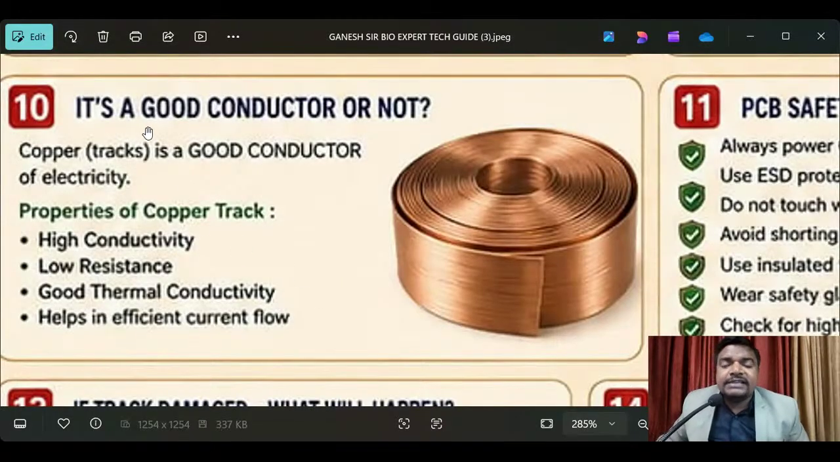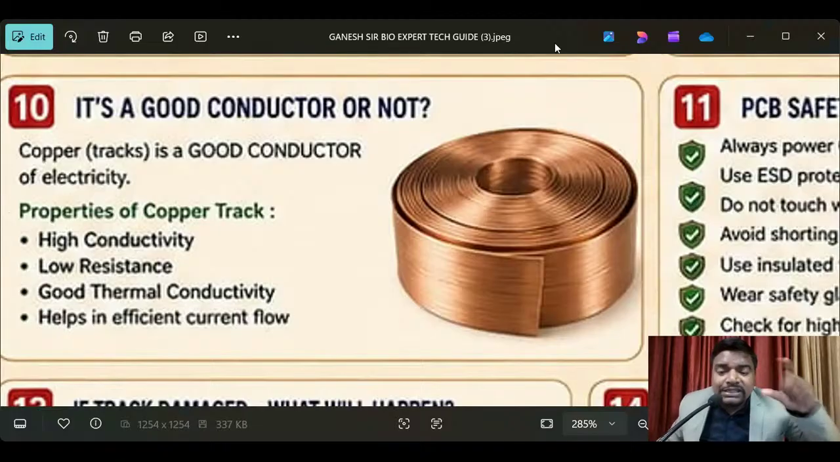See here, the PCB trace: is it a good conductor or not? That is the question. A copper track is a good conductor of electricity. Why copper? That's why copper is used when preparing the PCB. That is the reason. Many engineers will not have an idea about this, so you have to keep these things in your mind. Next, the properties of copper tracks.